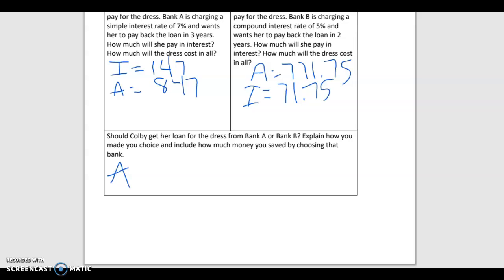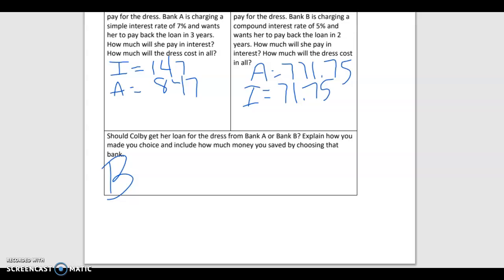Oh, sorry, I did that backwards. It should be Bank B. Sorry, I'm so sorry if that confused you briefly. Bank B, sorry, because it's cheaper with Bank B. Okay, I'll explain that again since I messed up writing it down. Bank A total was $847 for the dress. Bank B's total was $771.75. So Bank B is going to be cheaper in the long run.